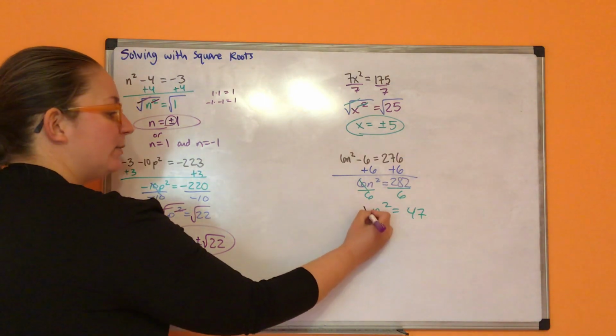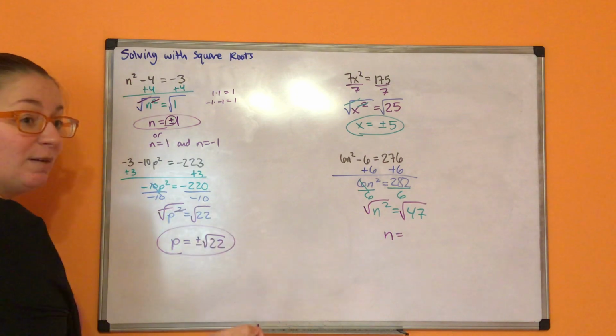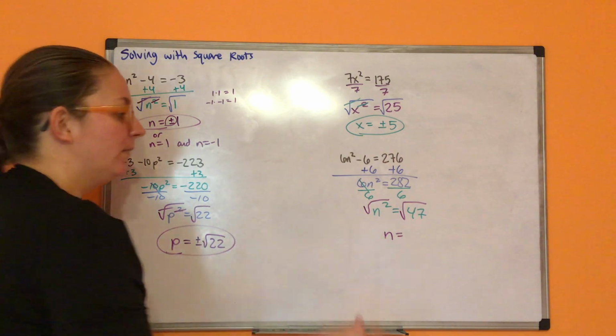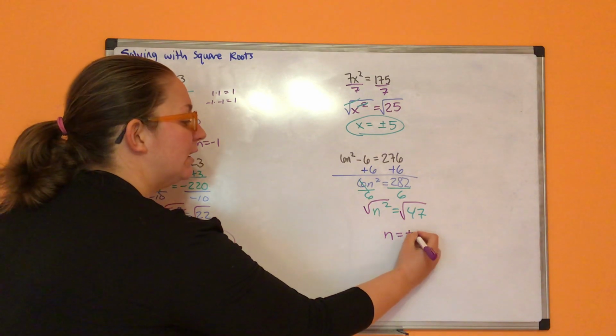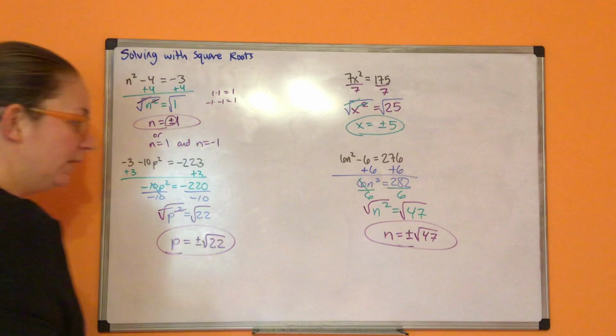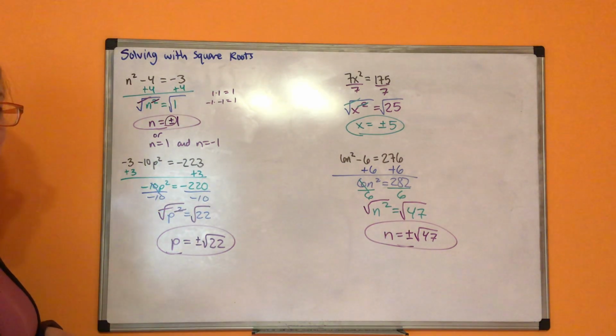And then to undo the exponent 2, I take the square root. 47 is not a perfect square. When you take the square root of 47, you get 6 point something. And so we're just going to leave our answer as plus and minus the square root of 47. So, nice little easy method to use as long as your equations are in the right format.